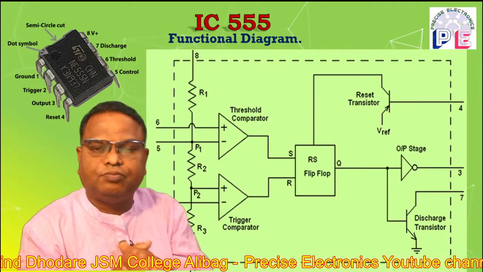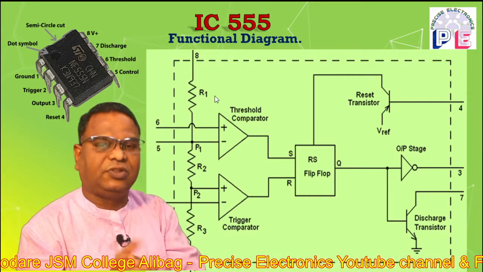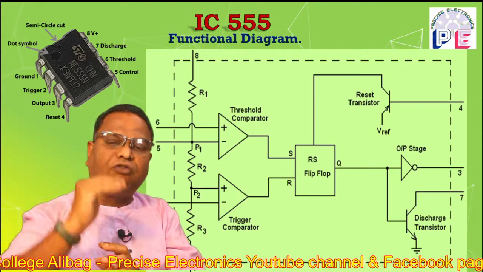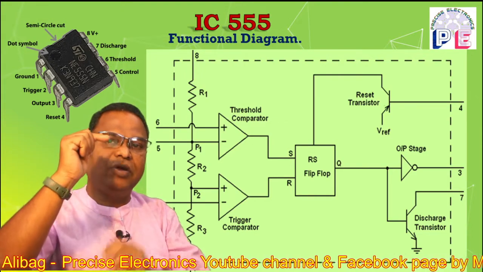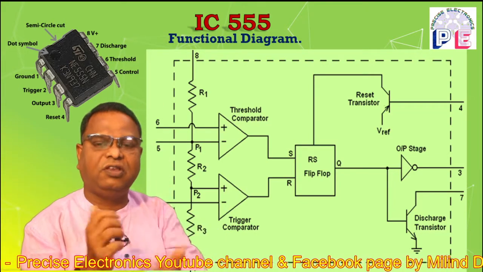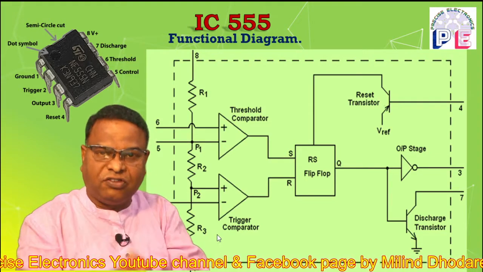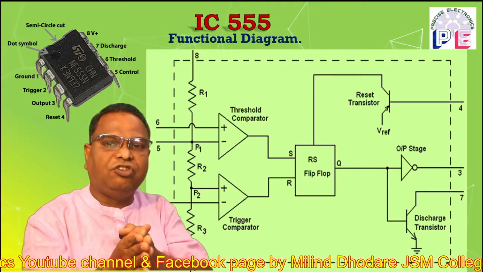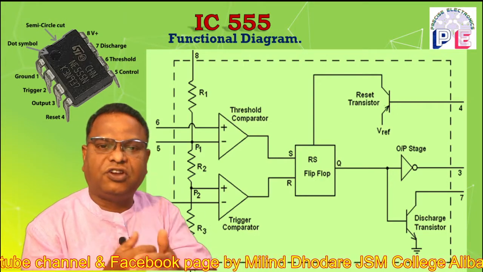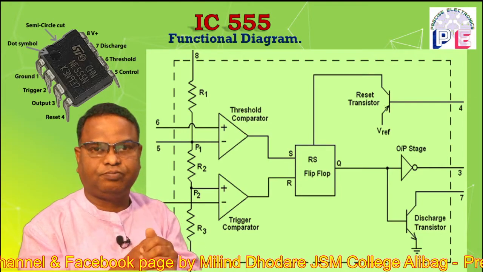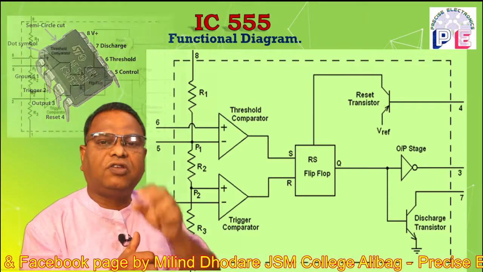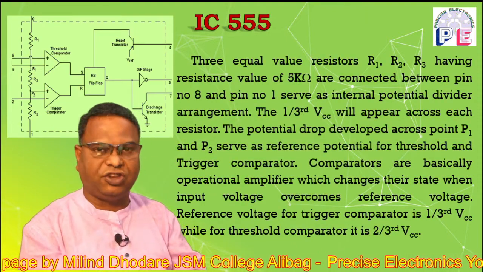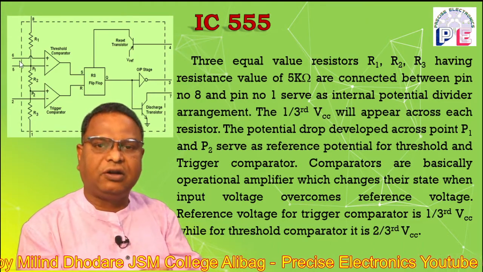So in that functional diagram, 3 resistors are connected in series, that is R1, R2, and R3, and the value of each of these resistors is 5 kilo ohm. They are connected between pin number 8, that is plus VCC, and pin number 1, that is ground. So these resistors R1, R2, R3 of 5 kilo ohms are connected between plus VCC and ground, and hence the applied potential gets divided across each resistor. These resistors form the potential divider network. As all 3 resistors are of equal value, the same potential will develop across each resistor: 1/3 across R1, 1/3 across R2, and the remaining 1/3 across R3.